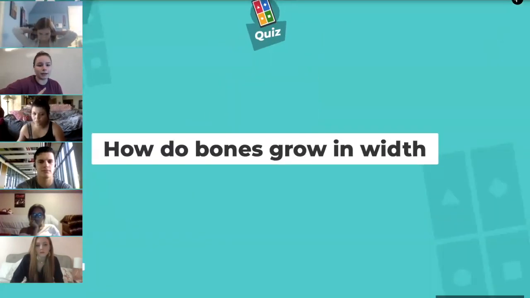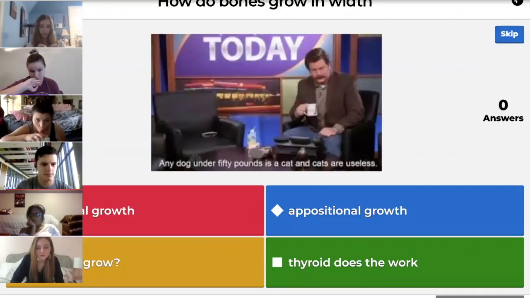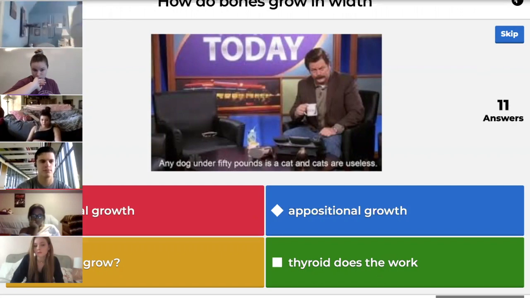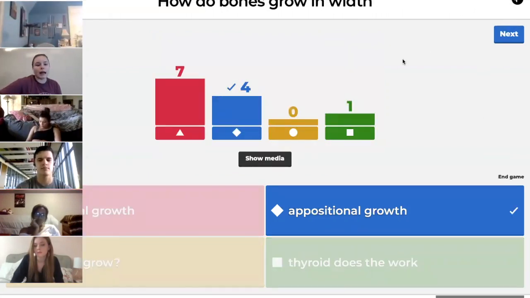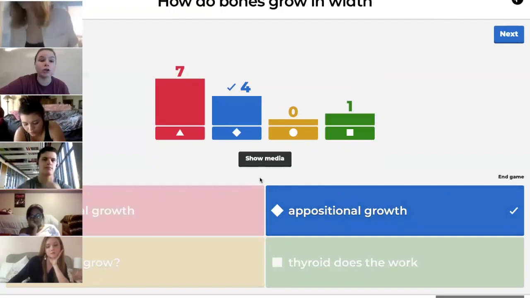How do bones grow in their width? All right, appositional growth, okay? Interstitial growth is growth within, okay? Appositional growth allows us to grow in width. So if it's growing within, we're usually going up, and then appositional growth is growing in width. Think about if you have a really big appetite, you're gonna grow in width, okay?